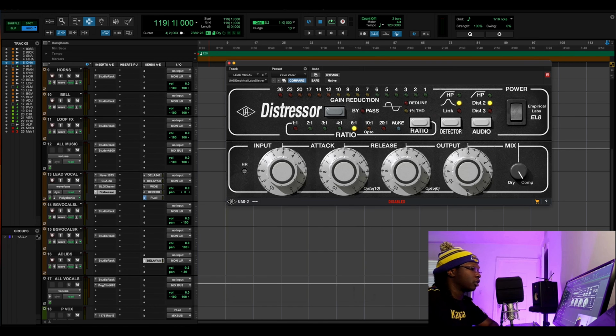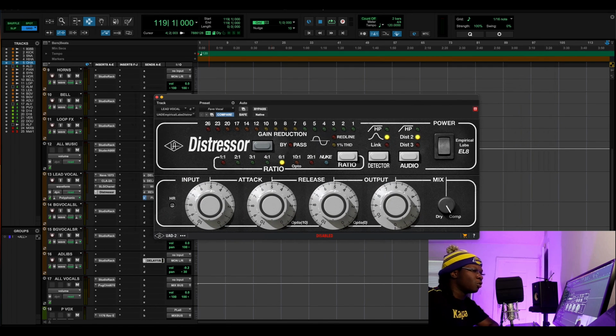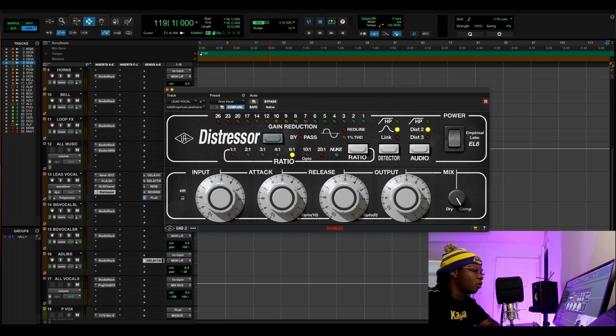Then after that, the Distressor is something that Dr. Dre loved to use, and the preset I picked right here is Favorite Vocal. The ratio they usually use that really sounds good on vocals is 6:1. It just has a certain type of snap to it, and I love starting out on that Distressor. Everything at 5 5 5 5, you're pushing a little bit more of that distortion.